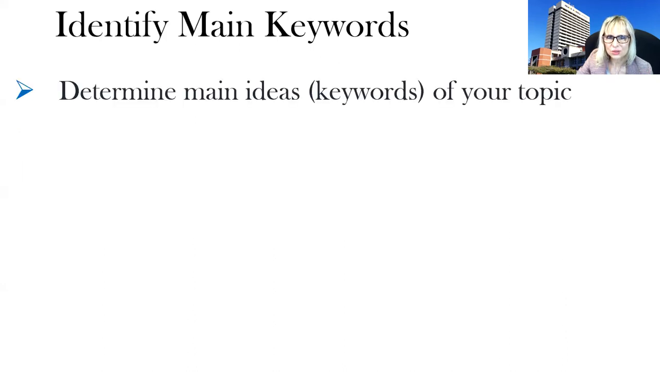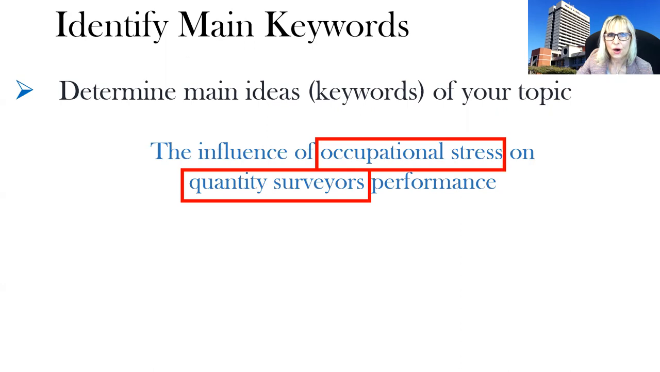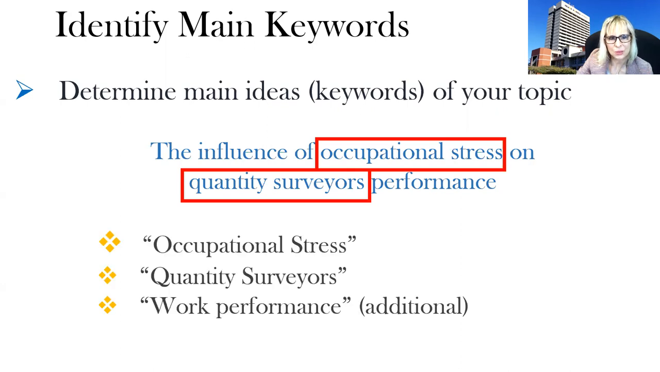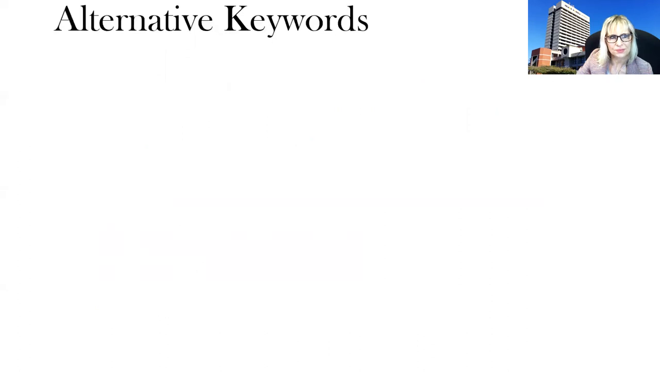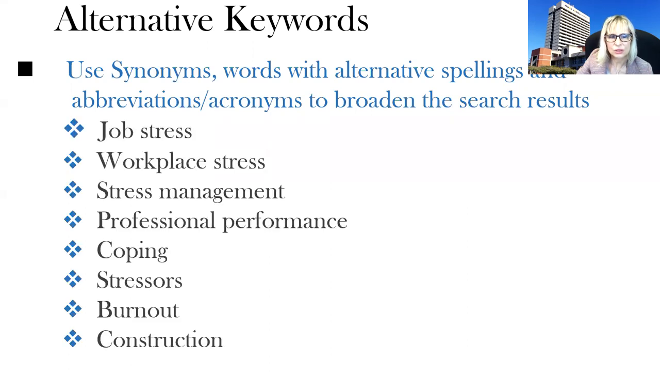Determine the main ideas or keywords for your topic. So if I look at this topic, I decided to use occupational stress and quantity surveyors as my main keywords, also adding work performance as another phrase to the search. Use synonyms, words with alternative spellings, and abbreviations or acronyms to broaden the search results. Look at all these key alternatives that you can apply.